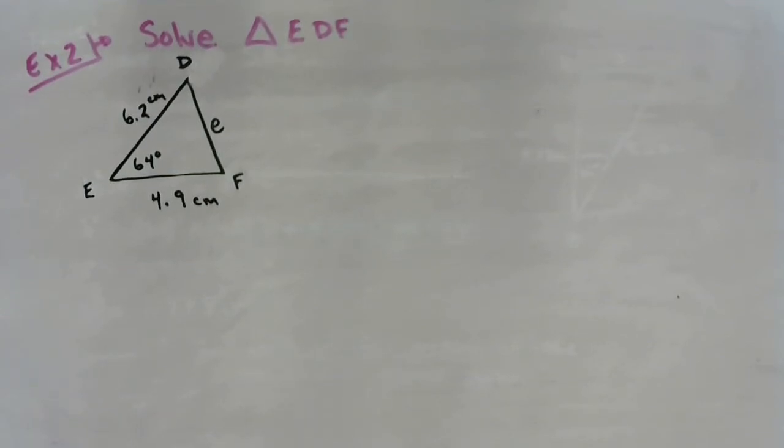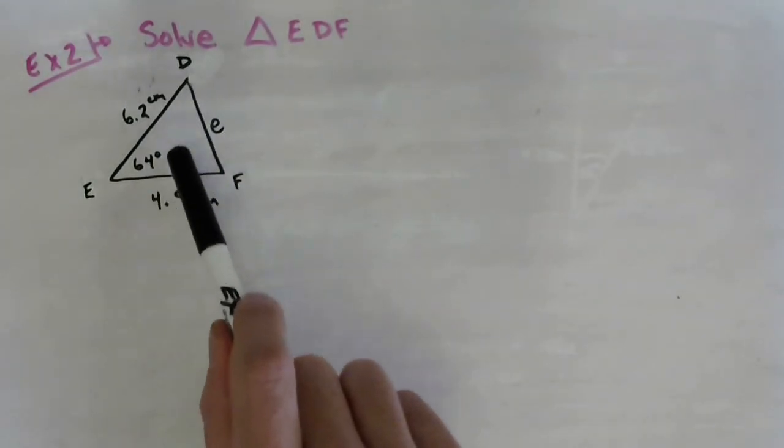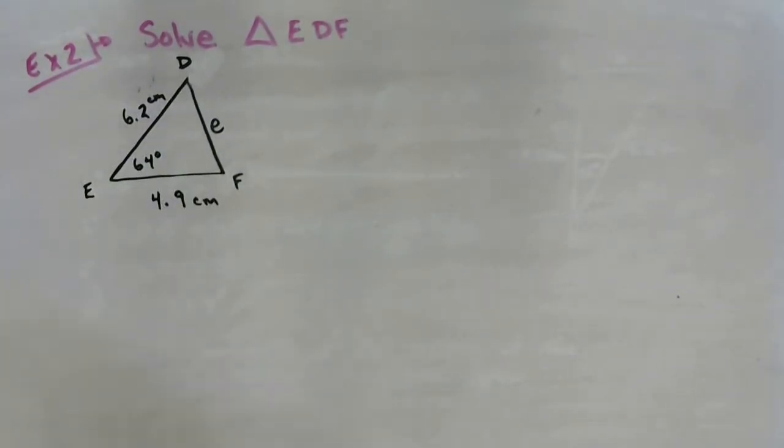And again, I want to go through: is it a right angle triangle? No. Can I use sine law? Yeah, no. No, I don't have opposite information, and I can't use the sum of interior angles to get opposite information. So I have to go for cosine law.